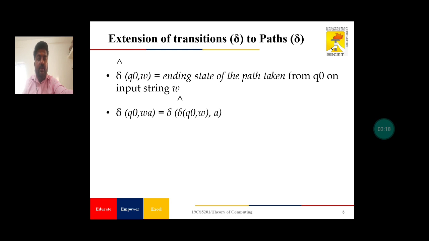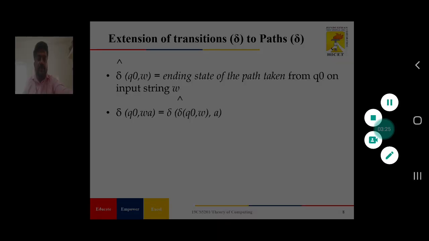The next is the extended transition function, how the finite automata travels from one state to another. Delta-hat of Q0, W equals the ending state of the path taken from Q0 on the input string W. The representation is delta, it is a mathematical representation. Here we call it the transition function. Delta-hat of Q0, W A, where W is an input string and A is another symbol, equals delta of delta-hat of Q0, W, and A. This is how we represent the extended transition function.